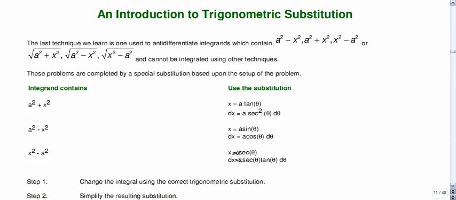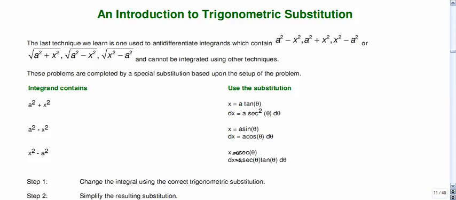Let's take a look at an introduction to the trigonometric substitution. This is the last formal technique that we're going to learn, and it's one we use to anti-differentiate integrands which contain a squared minus x squared, a squared plus x squared, x squared minus a squared, powers of any of these, or radicals like square roots. Square root of a squared plus x squared, square root of a squared minus x squared, square root of x squared minus a squared.